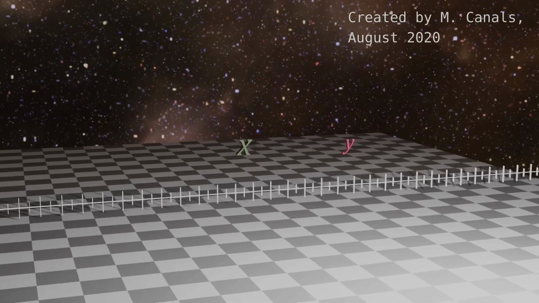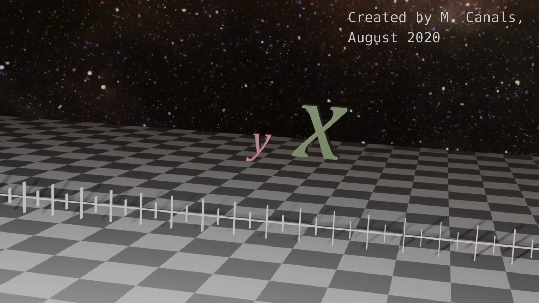In our next video, we will show the Archimedean property of the real numbers.